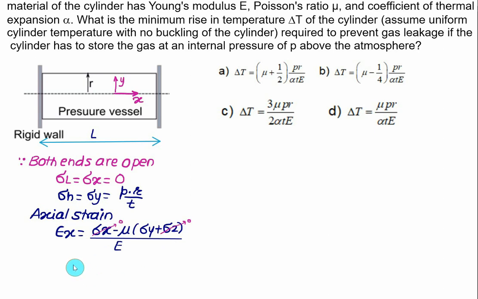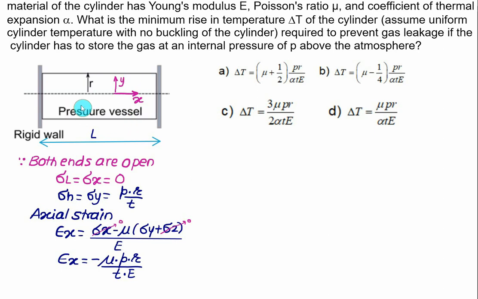So what we observe here is that we are getting the strain as a negative value. It means that the length is going to decrease. So we have epsilon x, that is the axial strain, equal to minus mu into sigma y, which is pressure multiplied by radius r divided by T, and further divided by E. Now because there is a change in length, that is the length is going to decrease, the gas will leak.